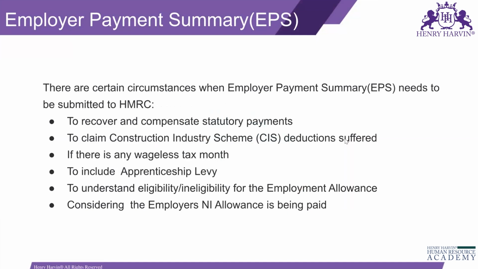So let's see the first slide. There are certain circumstances when employer payment summary is submitted to HMRC. To recover and compensate statutory payments that I already told you, maternity, paternity, and other payments. To claim construction industry scheme deductions suffered. This is something I already explained. There will be a one-off tax that the company will pay at the start. It is called suffered because they have paid tax together, an additional one-off payment in advance. This is only for construction industries.